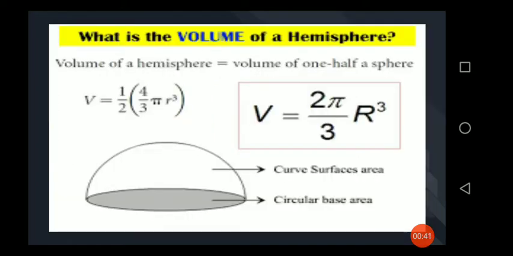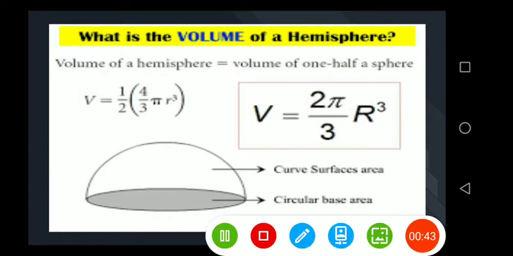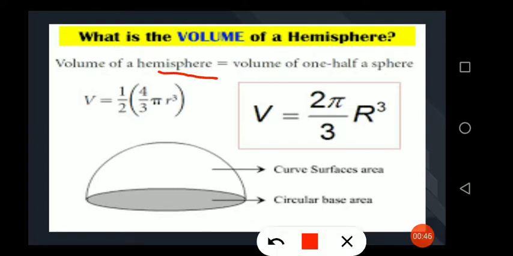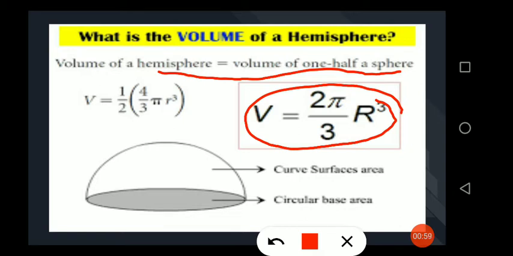Moving towards the next, what is the volume of a hemisphere? We know that a hemisphere is half of a sphere, so its volume is also half of the volume of a sphere. So 1 by 2 into 4 by 3 pi r cube, which becomes 2 by 3 pi r cube, where r is the radius of the hemisphere. Understood? The volume of a sphere is 4 by 3 pi r cube, and the volume of a hemisphere is half of the volume of a sphere, that is 2 by 3 pi r cube.